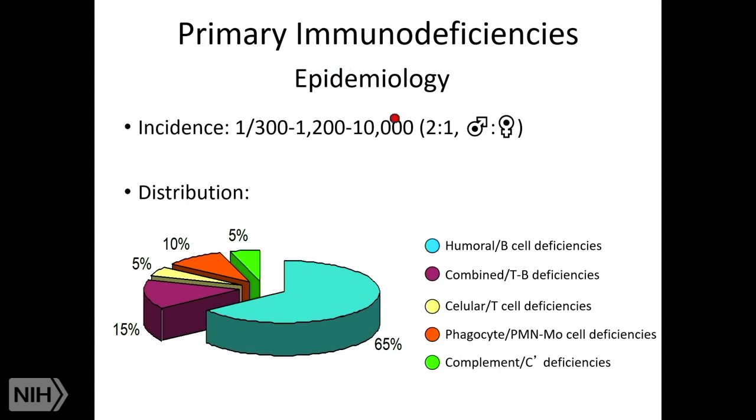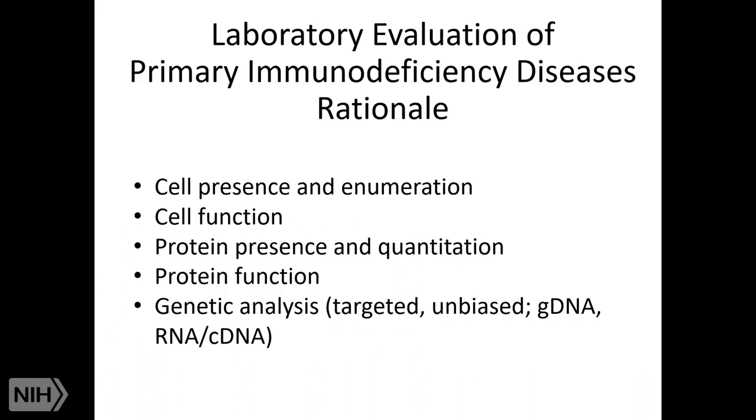There are more males than females, so we were awarded with the benefit of having more PIDs. And the distribution depends on the cell that is affected: B cells or humoral deficiencies, combined T and B, T cell deficiency, phagocyte and complement. We'll try to dissect each cell type and each pathway, how we analyze them, and which markers we use to define the integrity of those pathways.